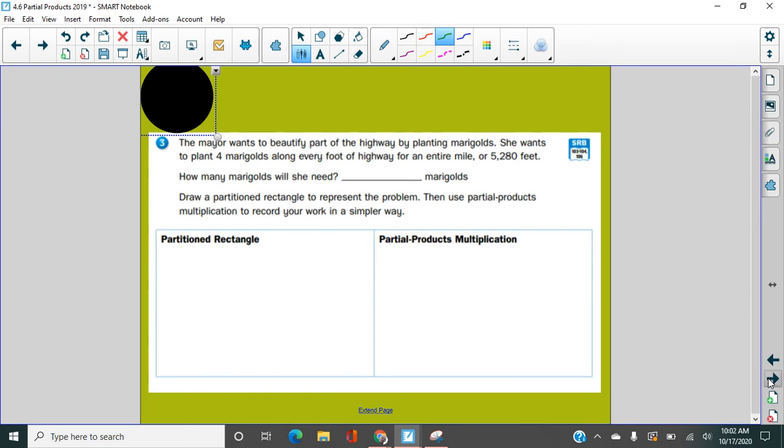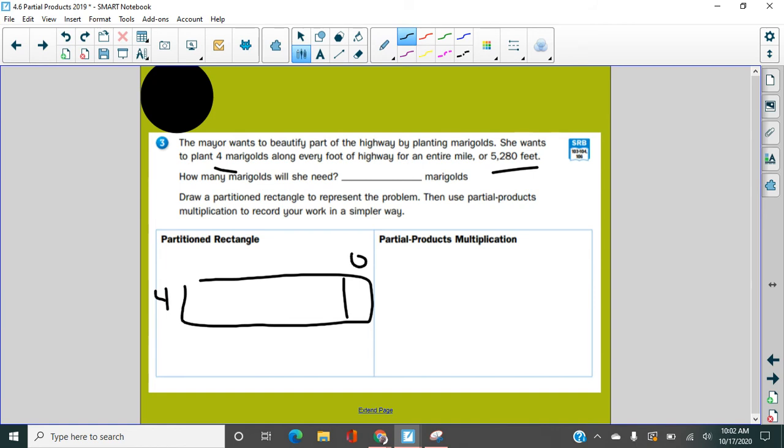Right, so I'm going to have 5,280 groups of 4. So my directions here: draw a partitioned rectangle to represent the problems. Then use partial products multiplication to record your work in a simpler way. So watch this, right? I need a really long rectangle here because I'm going to go up into the thousands place. 4 times, so chop off the 0, chop off the 80, chop off the 200. Where am I getting these numbers? Right here. And I'm left with 5,000 here.